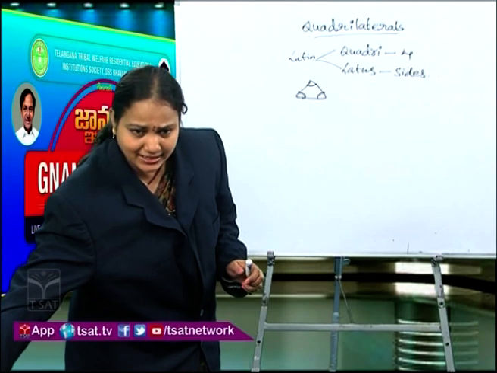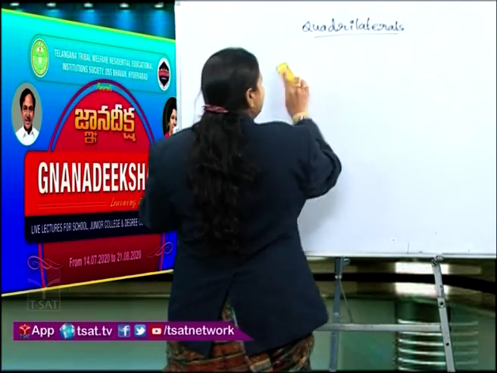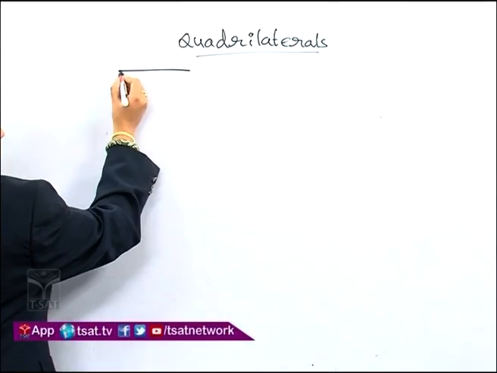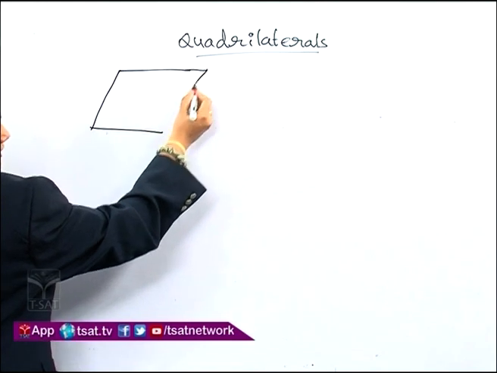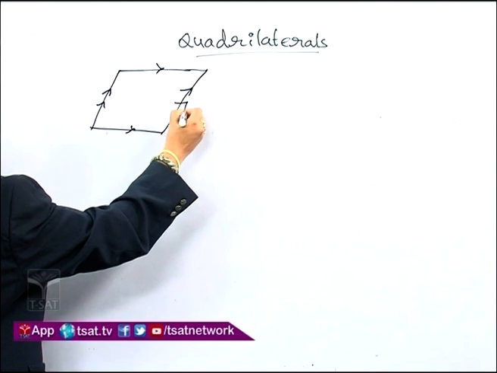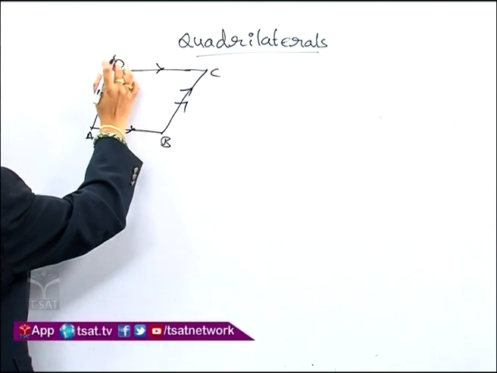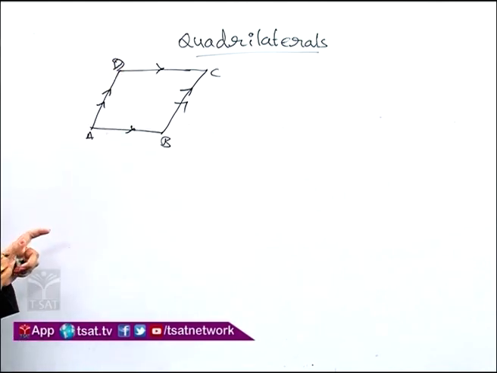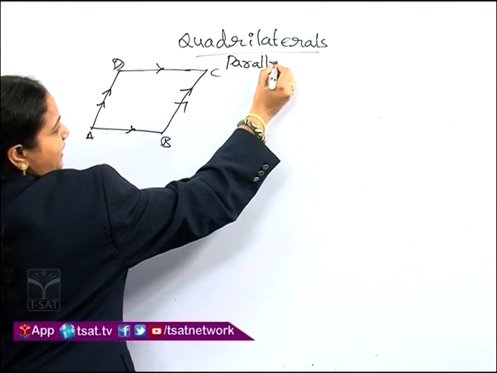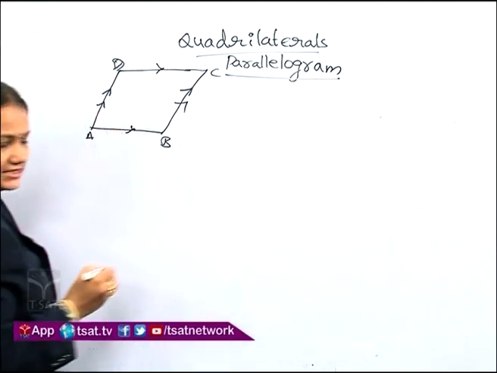In a quadrilateral, if one pair of opposite sides is parallel, it's a trapezium. If both pairs are parallel, then what will it become? This arrow mark shows you the parallel lines. Here I am taking A, B, C, D in this quadrilateral. Both pairs of opposite sides are parallel. Here, this is called a parallelogram. Parallelogram means in a quadrilateral, both pairs of opposite sides are parallel.